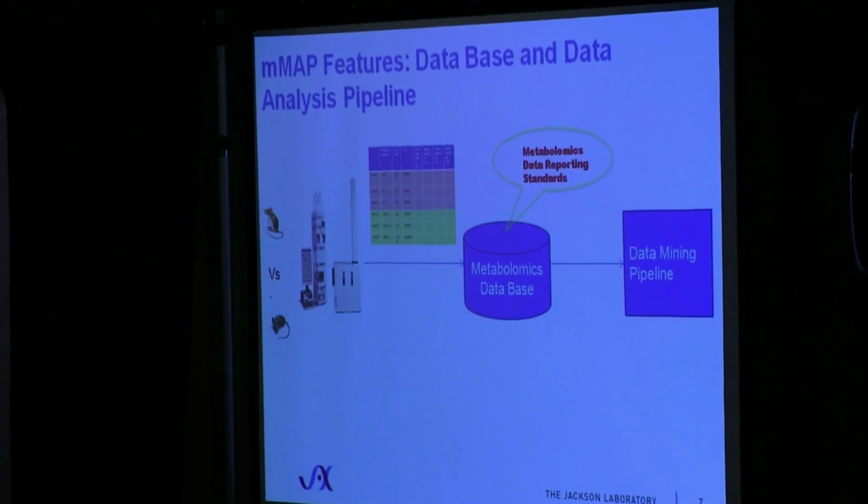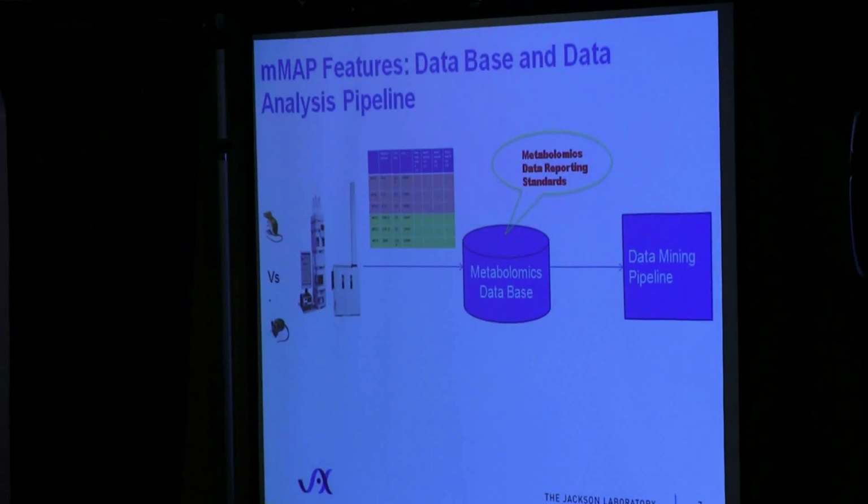So here is the pipeline. What we do is we take the samples that I was showing you in the previous slides, run them through the mass spectrometry, get the data out, and we have a mass spectrometer at our Bar Harbor campus.